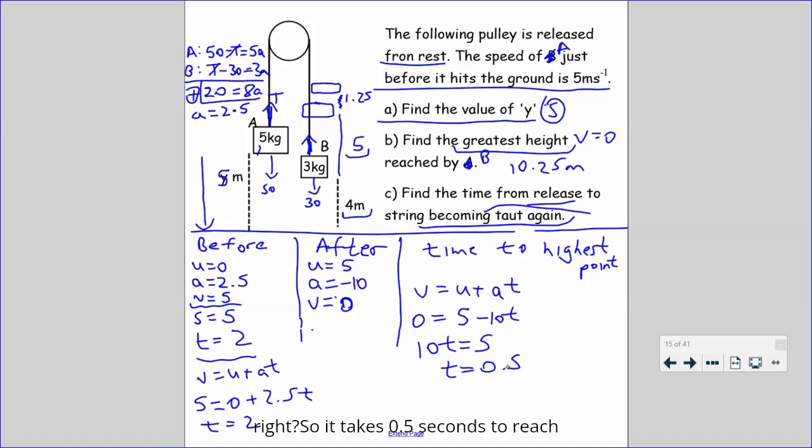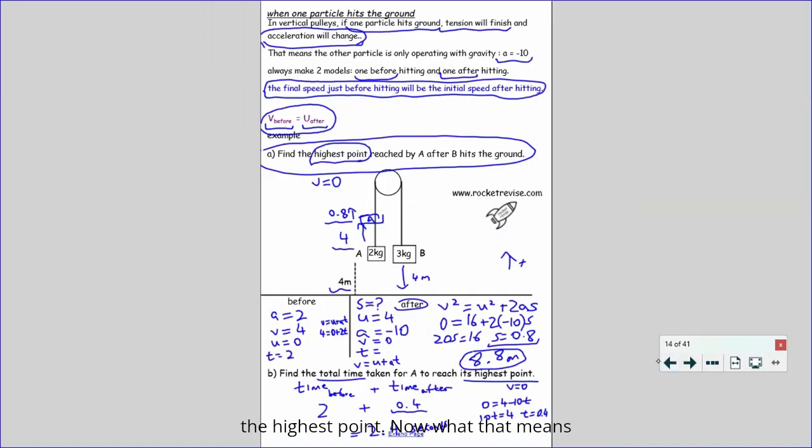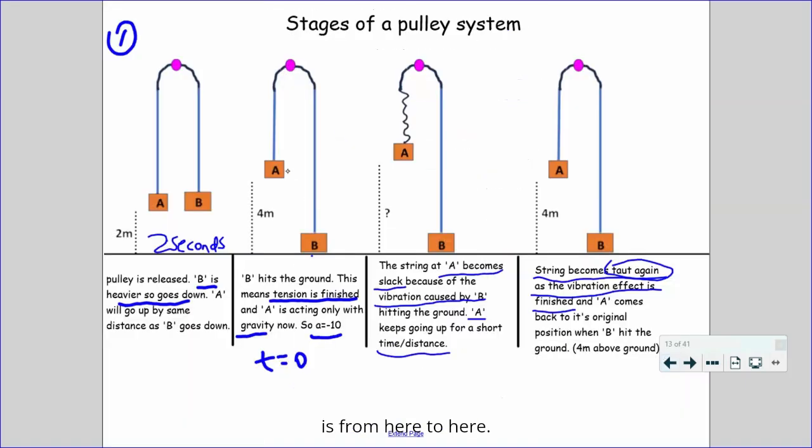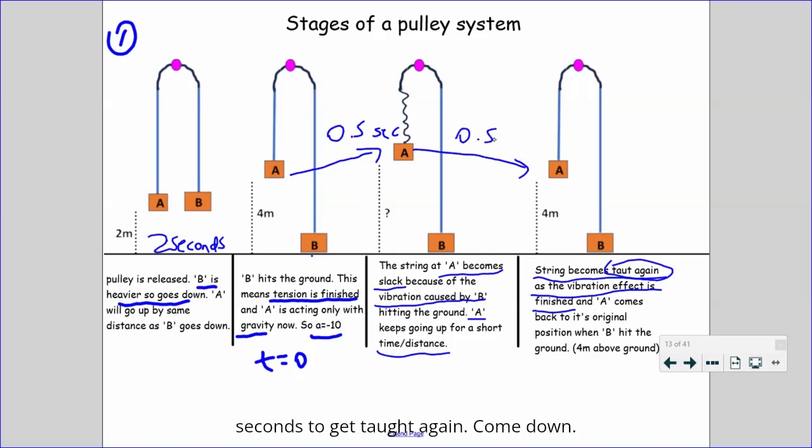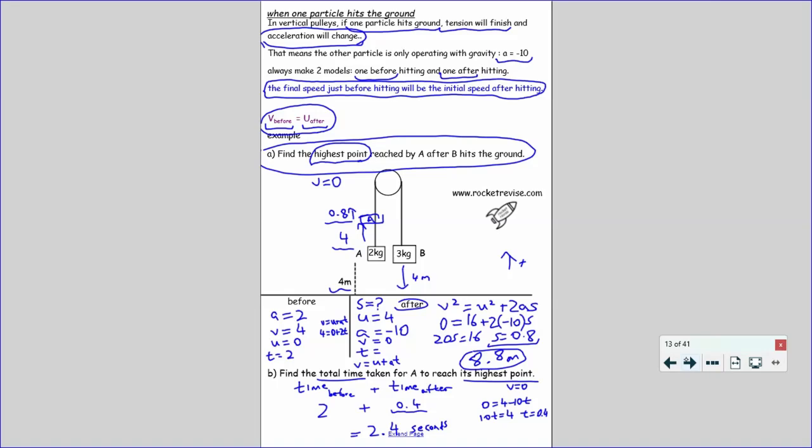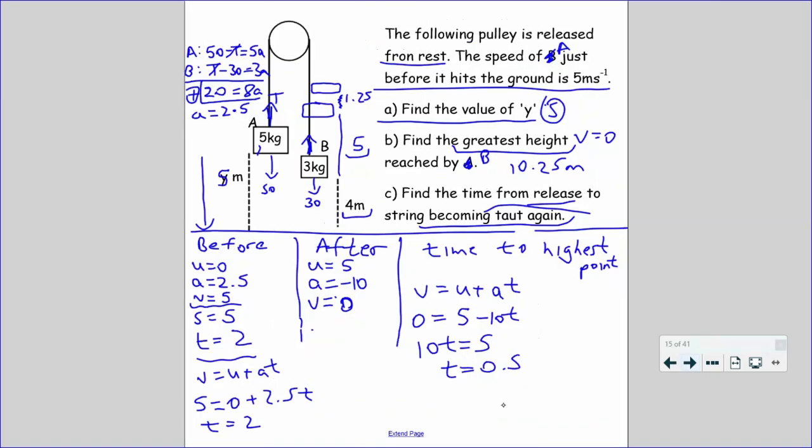Right, so it takes 0.5 seconds to reach the highest point. Now, what that means is from here to here, it takes 0.5 seconds. Okay, and 0.5 seconds to get taut again, come down. So we had 2 seconds plus 0.5 plus 0.5. So that would be total 3. Right, so that would be 3 seconds.